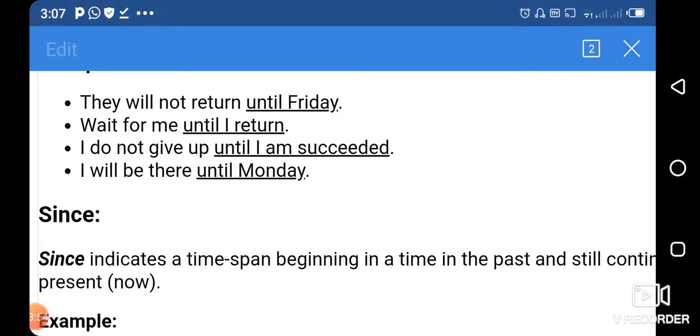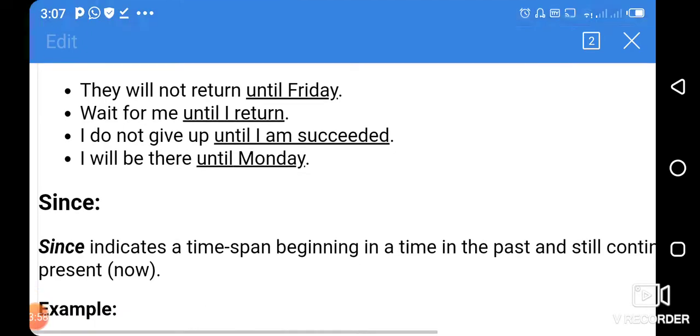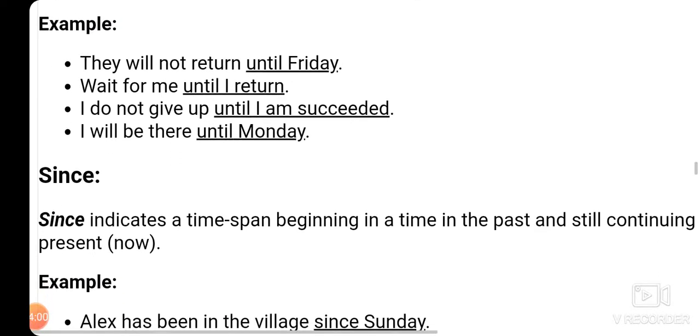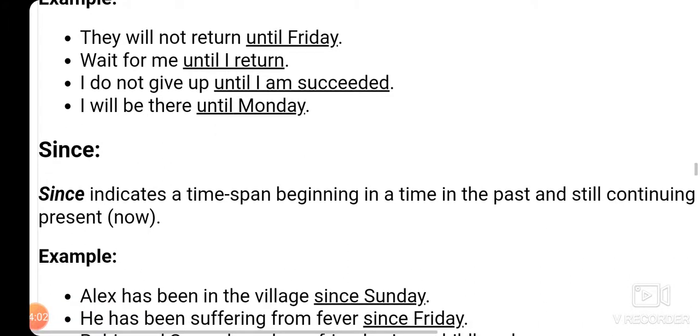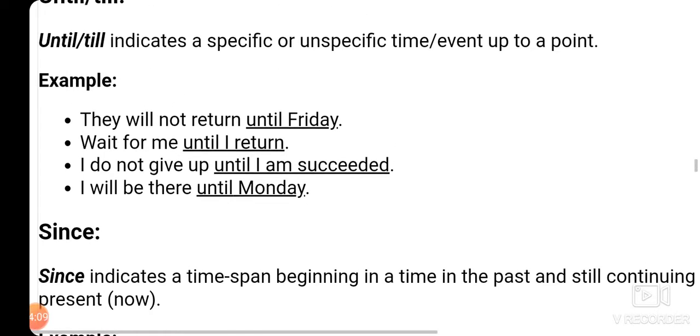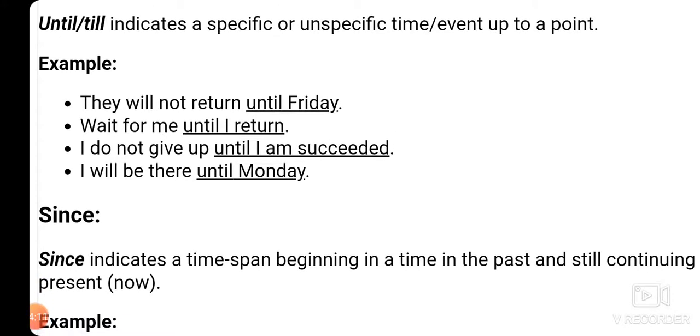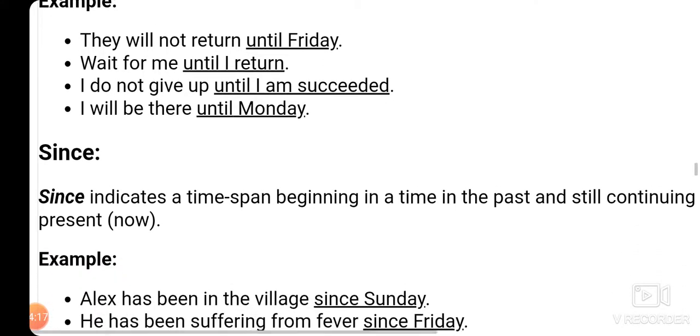I do not give up until I succeed. So when are you going to succeed? No specific point of time is given. So we use until in this sentence. I will be there until Monday. Monday is the specific time. So in both cases, either specific or unspecific, we use till and until.